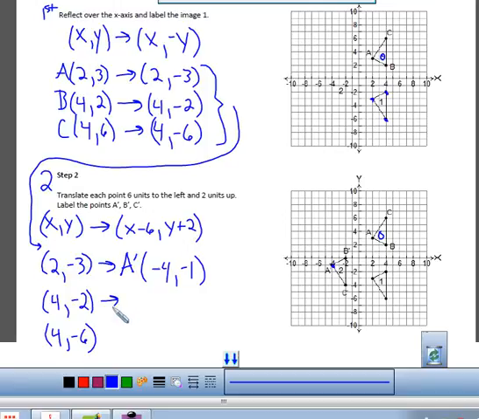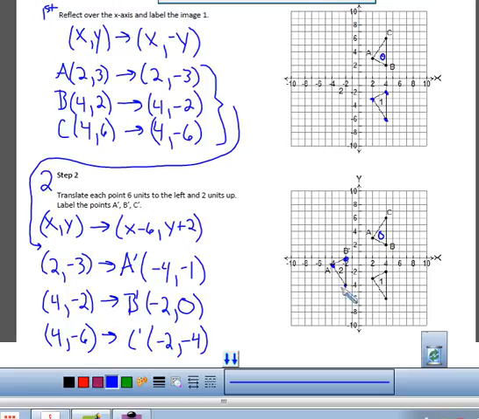(4, -2) is going to become my B prime. So, what is 4 minus 6? I'm using my rule, that's -2. And -2 plus 2 is 0. So that's my B prime, that's right there. And then my last one, C prime. So 4 minus 6, that's -2 again. -6 plus 2, that's -4. And there's my C prime.